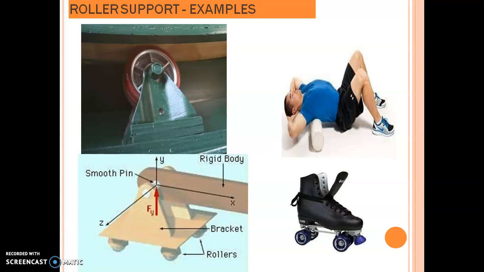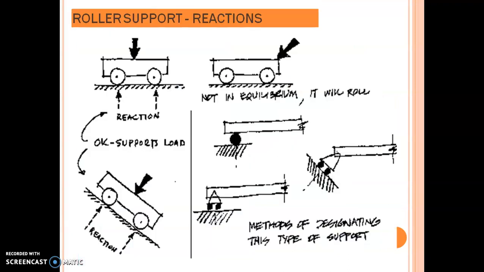So when we are using this roller support, you can identify only one reaction is acting on the roller support, which is represented by the red color arrow Fy in the y direction, represented with the help of the coordinate system. And the third and fourth figures represent examples of the roller support. A skating board is one example of a roller support.